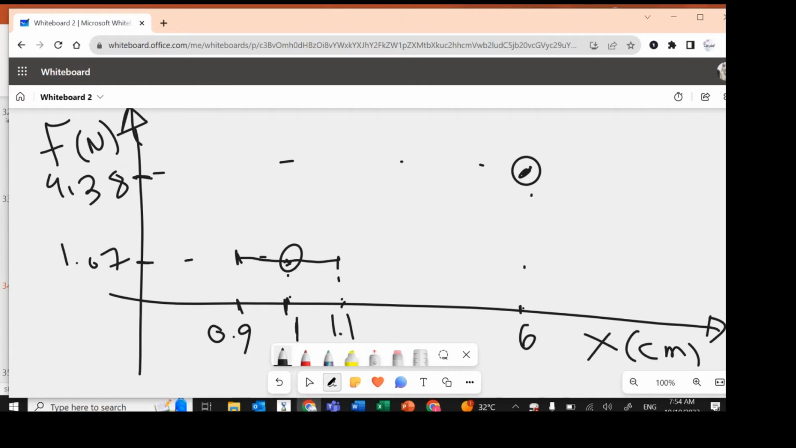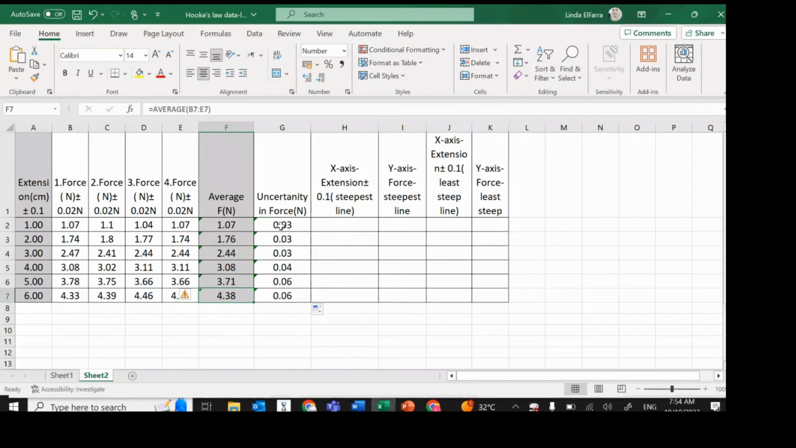Same thing for the other point. If I add, this is the horizontal error bar. So this point here is going to be 6.1, and subtracting 0.1, this point will be 5.9. I need to draw now the vertical error bar. Now, to draw the vertical error bar, if we go back, for the first point, the vertical error bar is 0.03.